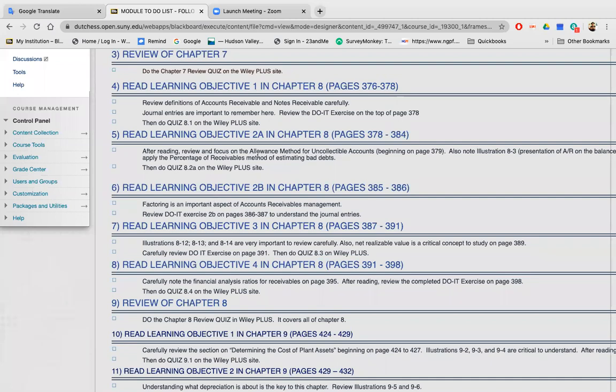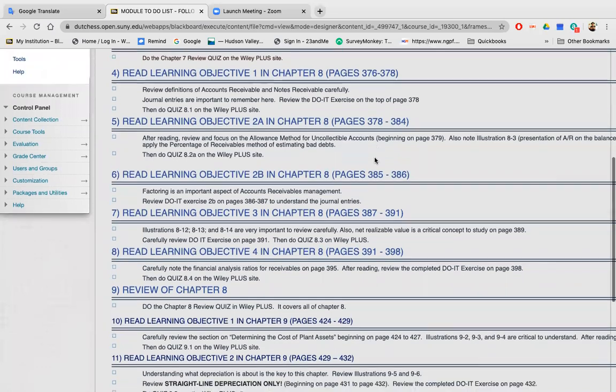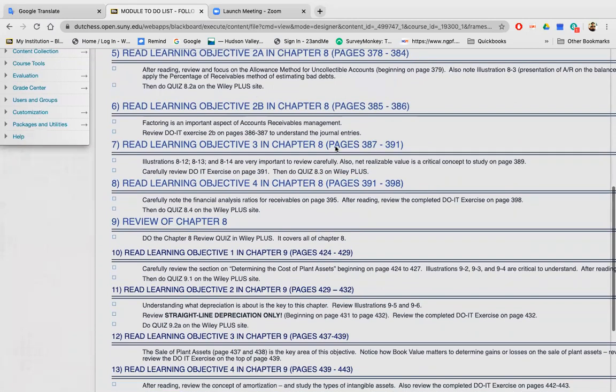And so what you'll learn about is something called the allowance method, which is required by GAAP for corporations in order to properly value their accounts receivable. And that's going to be the toughest part of this particular chapter, and it's not that bad. Objective 3 looks at notes receivable in a little bit more detail. Not much going on there, but a note simply is a loan, right?